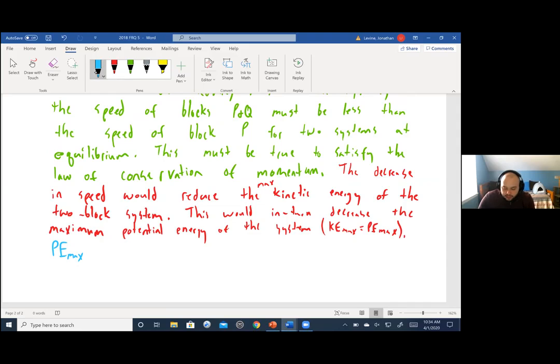relates to 1/2 K A squared, right? Therefore, a decrease in potential energy will result in a smaller amplitude.